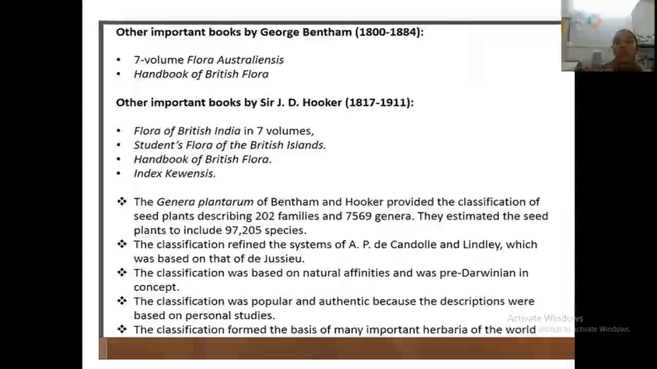I already told you who de Candolle is in the first part of the classification slide. Usually the classification is by means of connecting the affinities, natural affinities. This system was very popular, and it forms most of the basis of the arrangement of herbaria all over the world.